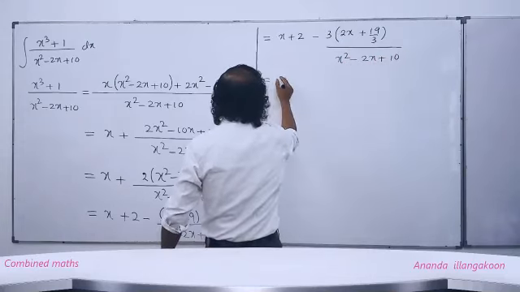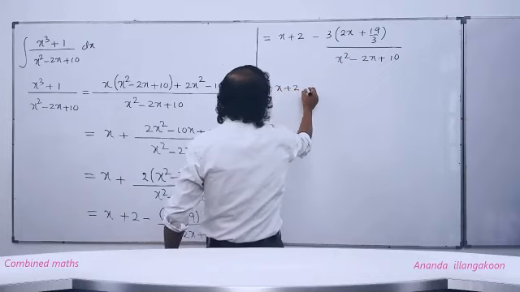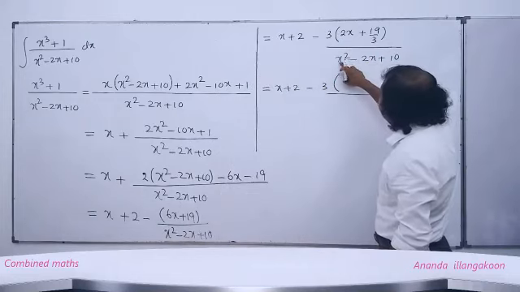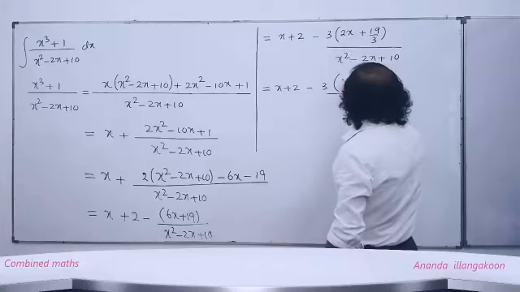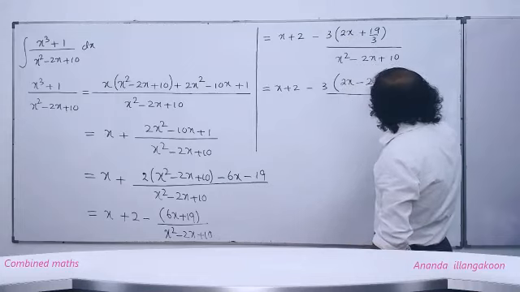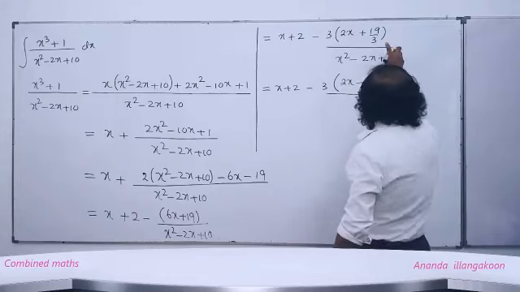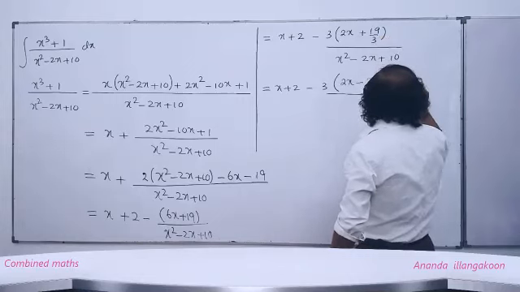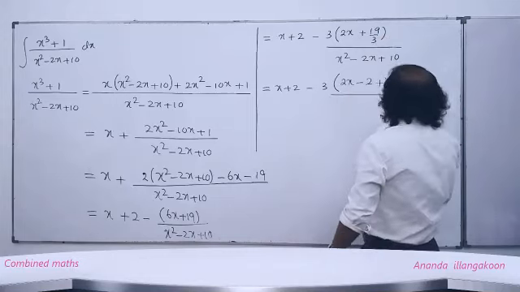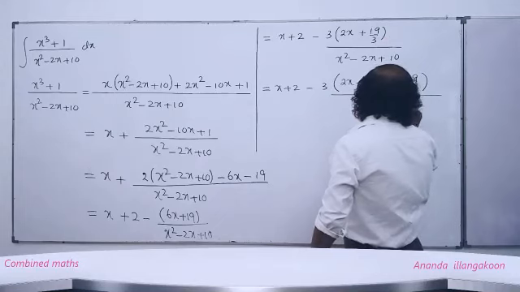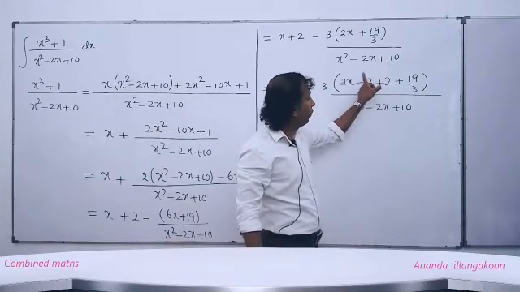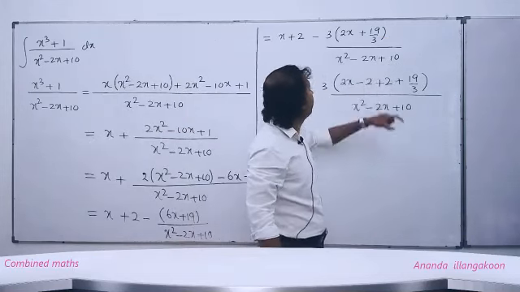Right. x plus 2 minus 3 times. People, what is the derivative of this denominator? 2x minus 2, no? 2x is there. We'll keep 2x. Now the minus 2 we need. I write minus 2. This written extra minus 2, to cancel it I write another plus 2, and then I write this 19 by 3. Okay, now correct, people. Minus 2 plus 2 we can cancel down. 2x plus 19 by 3.